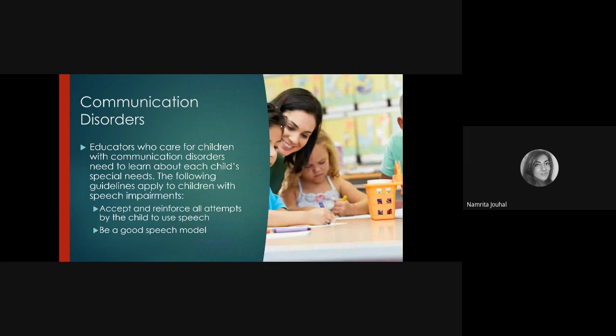Then communication disorder would be anything that the child is not able to display, or, for example, they may have special needs in the way that they are talking. There would be speech impairments, like they cannot have a good speech model from when they were young, or it could be genetic. They do not have proper development of speech, so the child uses speech but has difficulty in explaining themselves.